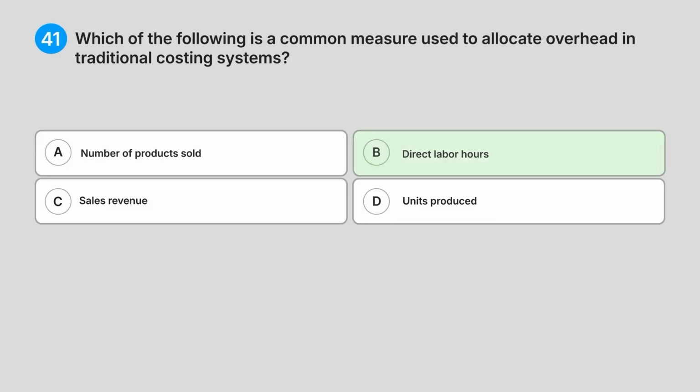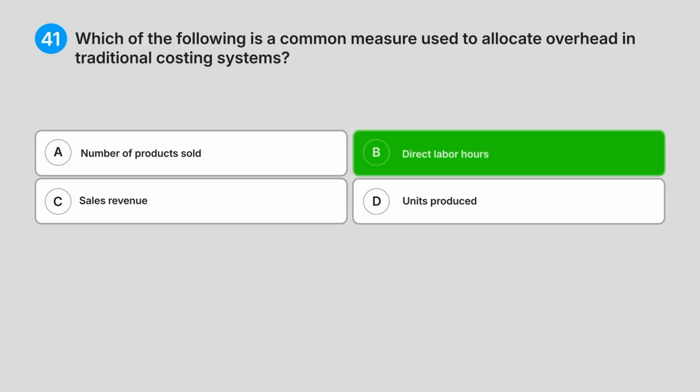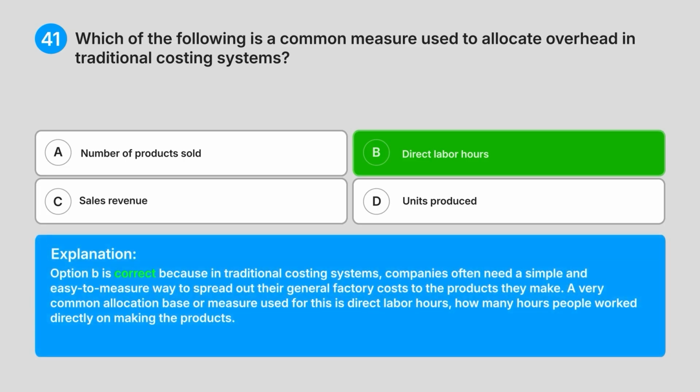Correct answer, B. Direct labour hours. Explanation. Option B is correct because in traditional costing systems, companies often need a simple and easy to measure way to spread out their general factory costs to the products they make. A very common allocation base or measure used for this is direct labour hours, how many hours people work directly on making the products.